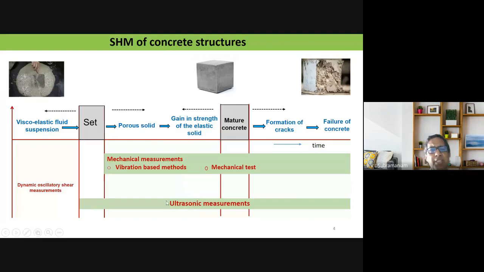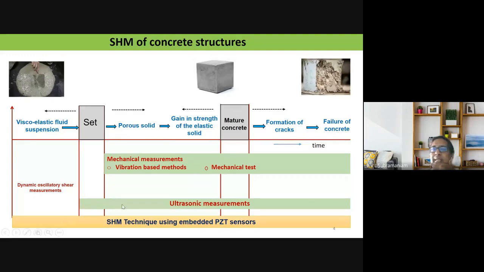There are ultrasonic measurements which basically give you the entire gamut of measurement, but typically the way we apply them, they can be done in situ, but they're basically done as surface-based measurements. We don't get to know the health of the material from the inside. So this is where PZT sensors, especially if we can develop embeddable sensors, would fill that gap and basically allow us to cover the entire time scales in the operation of a civil engineering concrete structure.